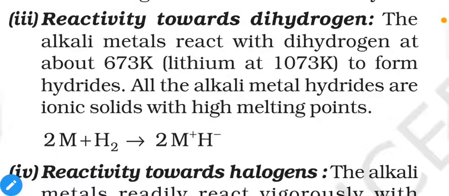Next, reactivity towards dihydrogen. The alkali metals react with dihydrogen at about 673 Kelvin, and lithium at about 1073 Kelvin, to form hydrides. All the alkali metal hydrides are ionic solids with high melting points. So metal plus hydrogen produces metal hydrides. As we know, hydrogen is electropositive, but less electropositive than these metals. These metals are so highly electropositive that they can even make hydrogen negative. So with these strongly electropositive metals, hydrogen will form hydrides, that means negative hydrogen.